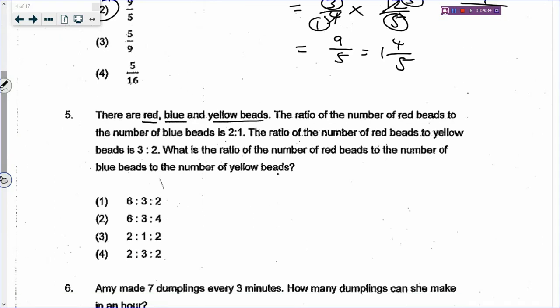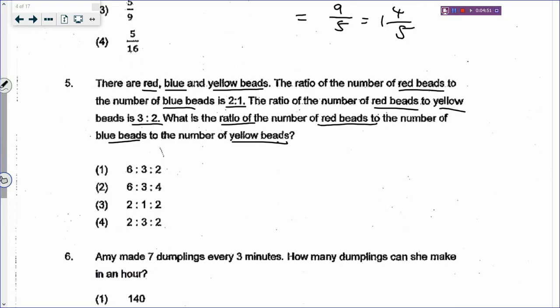The ratio of the red to the blue is 2:1. The ratio of the red to the yellow is 3:2. So what is the ratio of the red to the blue to the yellow? Alright, so what do you do when you see a question like this? Now you can use ratio to represent.